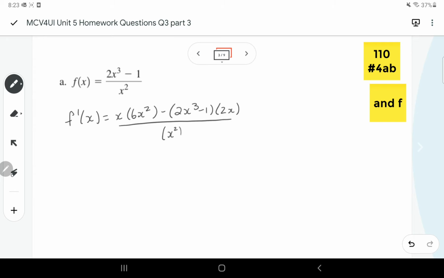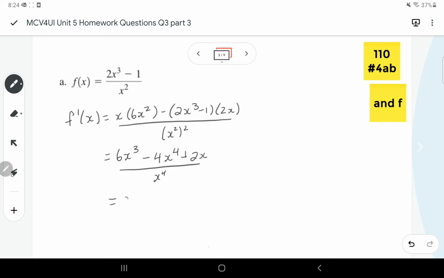the denominator squared. And then cleaning this up, simplifying things out a little bit, I get 6x cubed, now minus 4x to the 4th, and plus 2x. So careful here with this negative. I'm kind of thinking of this as a negative 2x and multiplying it into that bracket. And then on the bottom, I'll have x to the 4th.